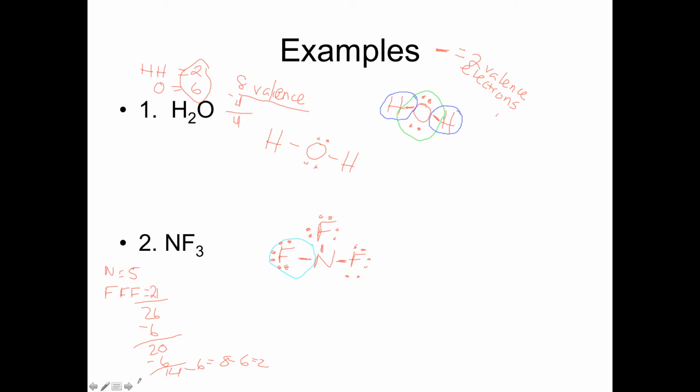Now the last thing I have to do is put all of my leftovers onto that central atom. Nitrogen right now only has 6 valence electrons on it. It needs 2 more to get up to 8. Luckily for me, I have 2 left to give it.